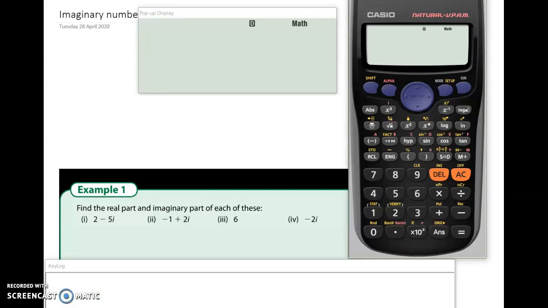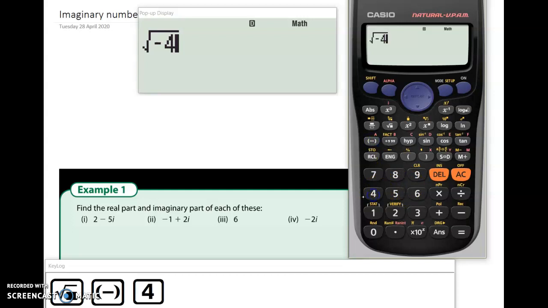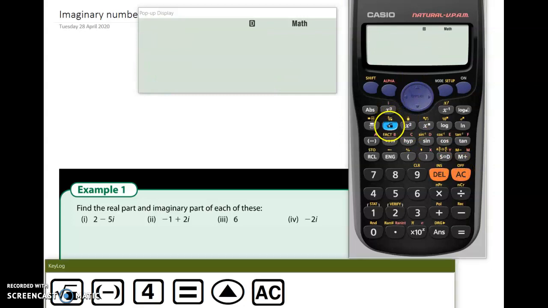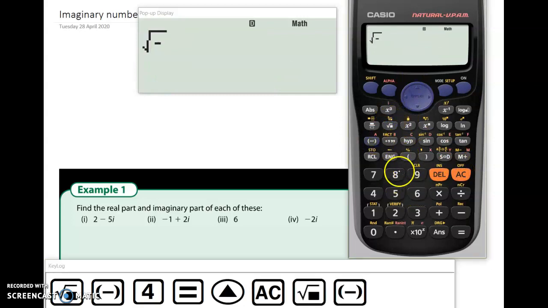I'm going to use my calculator, and I'm just going to try and do a calculation. I'm sure this happened to a majority of you at some point, where you tried to do a square root of a negative number. Now when I press equals, I'm getting a math error. The calculator can't cope with the square root of a negative number. So the square root of any negative number, no matter what I type in here, it can't cope.